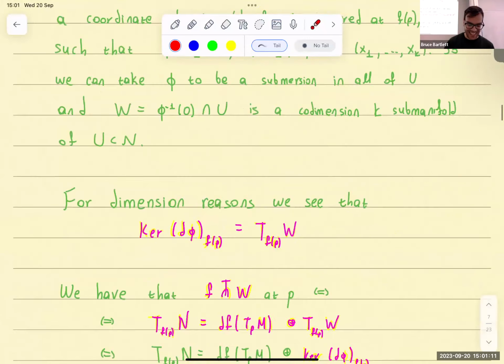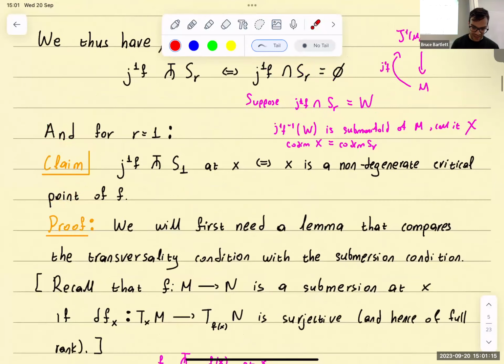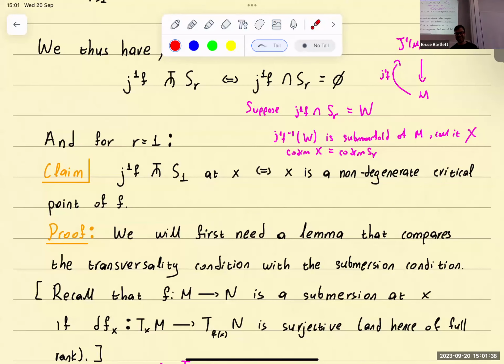Yes, sorry. The claim is that J1F intersects S1 transversally at X if and only if X is a non-degenerate critical point of f. Yeah, that's a good point. I made the mistake, which is good when you write it, but not good when you present it, because I'm doing a nested lemma inside another lemma. But yeah, that's what we're actually trying to prove.